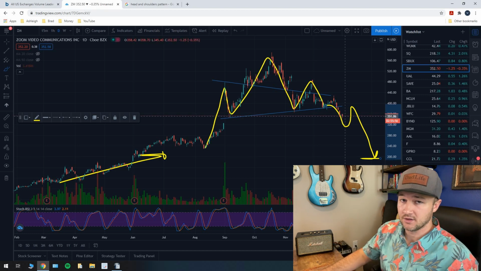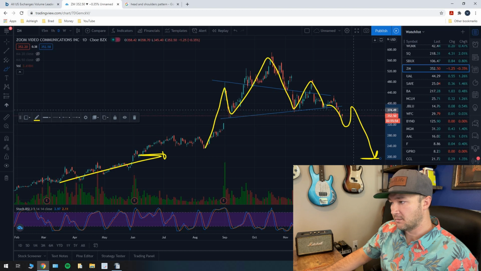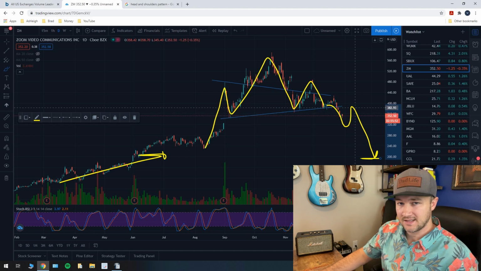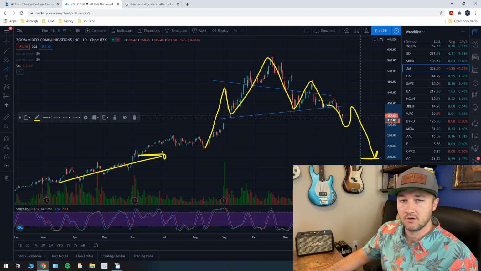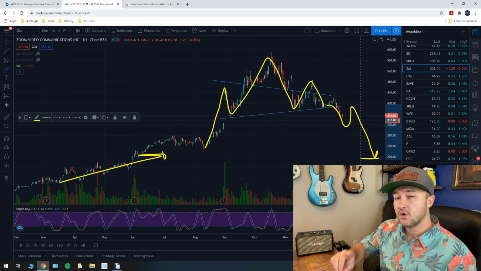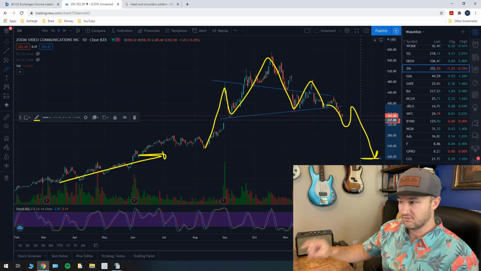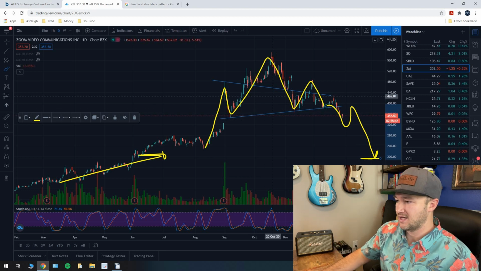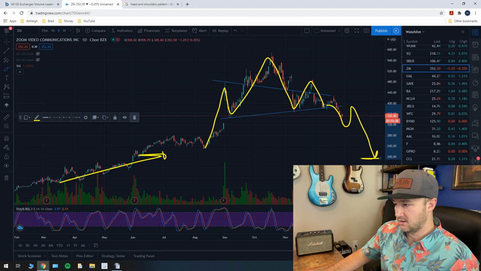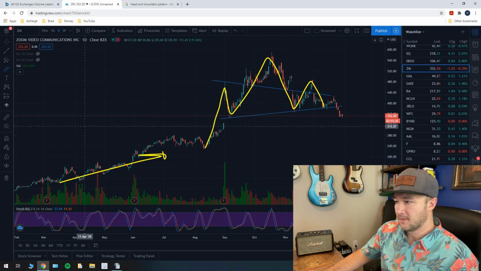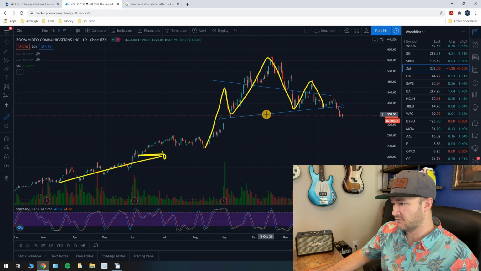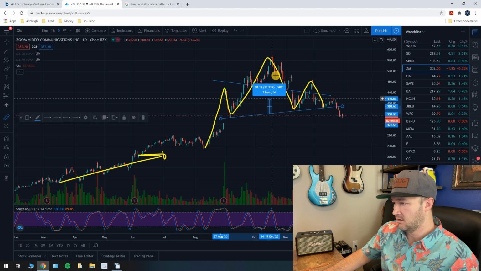It is breaking down under that neckline, but we need to come up from here, test that neckline one last time, and then start breaking down from there. And then we have an 87% chance of reaching our price target, which is going to be pretty significant because this head is pretty high up from this neckline. So we can measure that. Let me clear off some of these squigglies. We can measure that price target by going from the neckline up to the head.